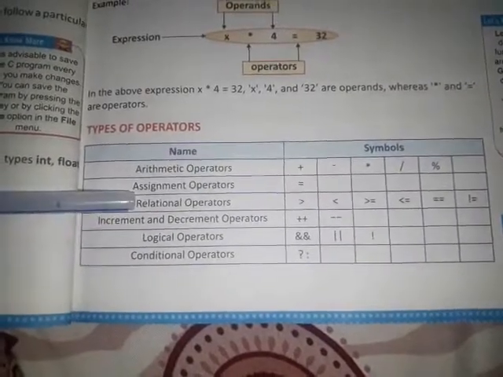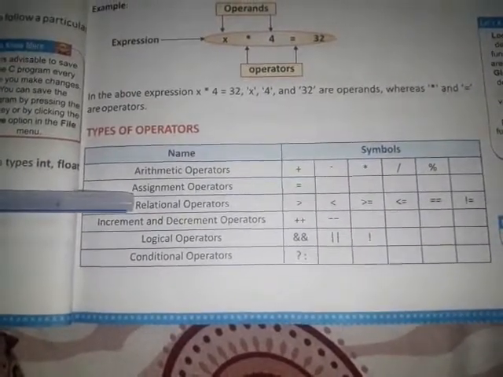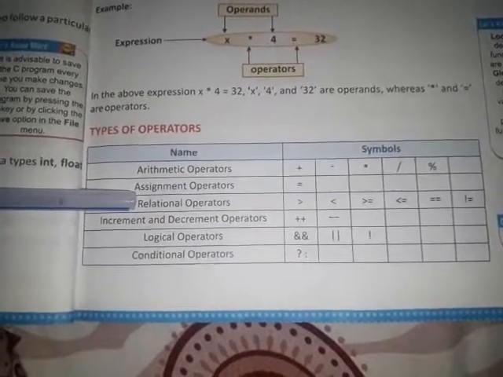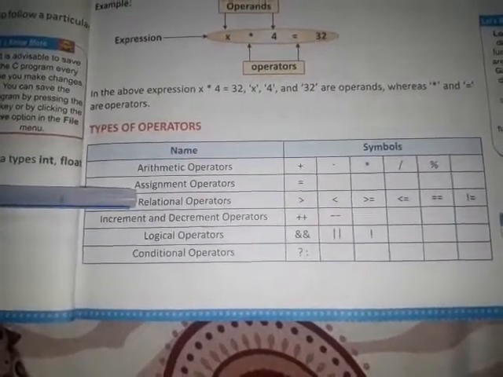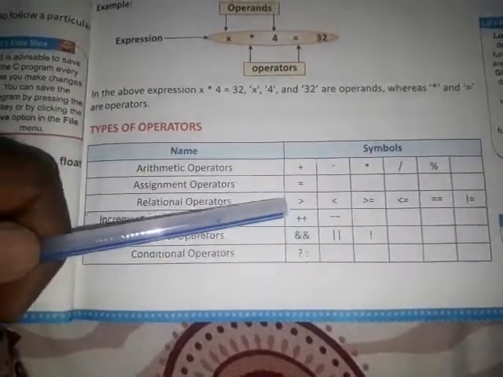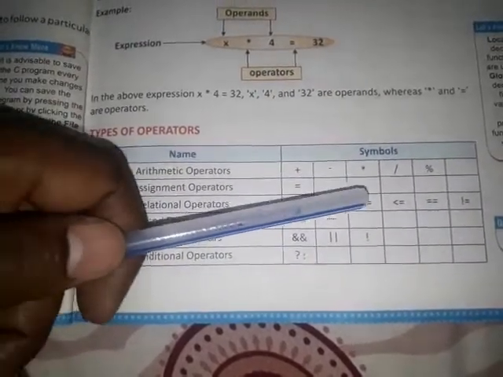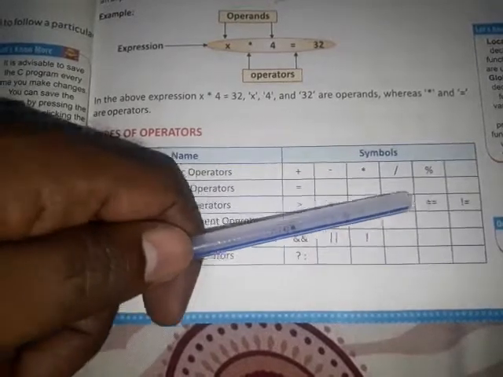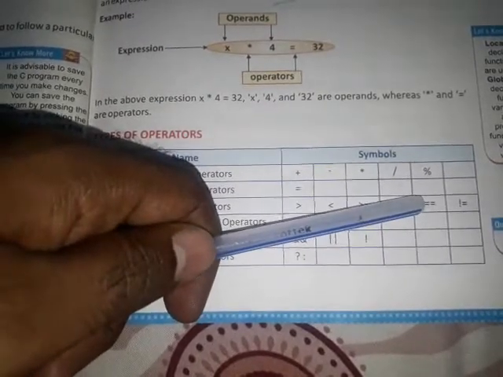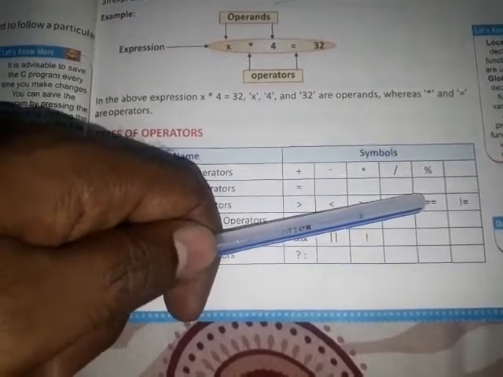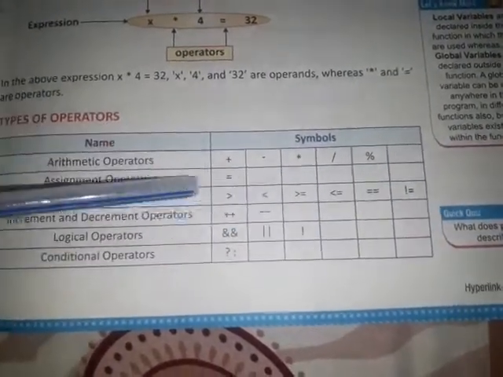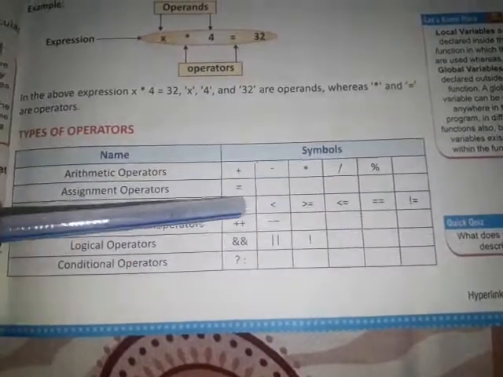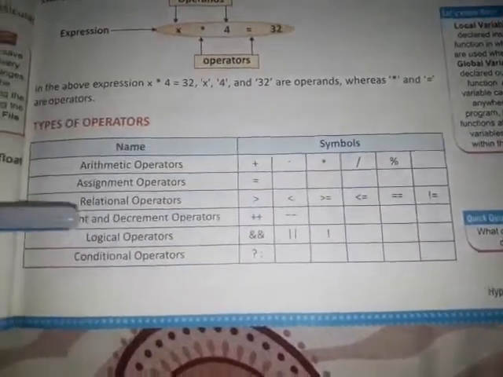Relational operators compare two values, and they give the result either true or false. This is greater than, this is less than, greater than or equal to, less than or equal to, and equal to equal to. This operator will compare if two values are equal, and this is not equal to. So these are the various relational operators we will discuss in detail in this chapter.